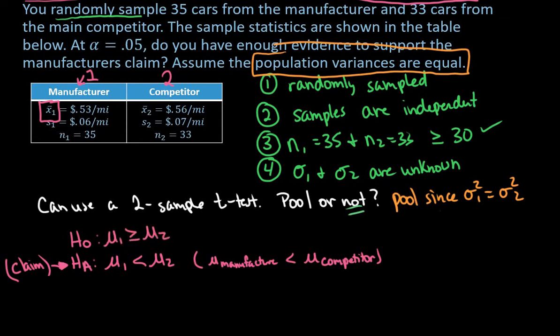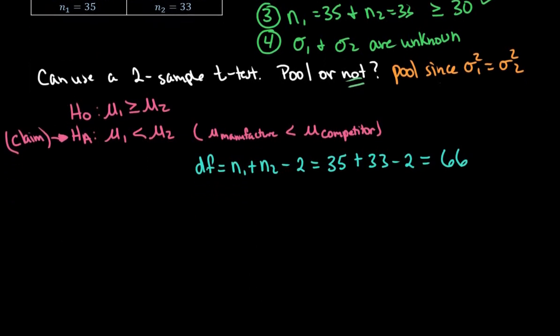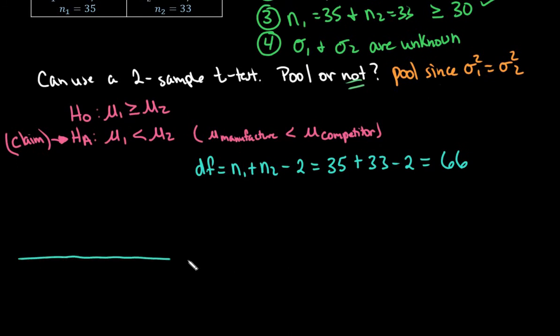Okay, since we're using the rejection region decision rule, we do need to know the degrees of freedom. So the degrees of freedom, remember, is N1 plus N2 minus 2. So N1 is 35, N2 is 33, and then we would subtract 2, and so this gives us 66. So when we go to our table to get our critical value, we will look for degrees of freedom of 66.